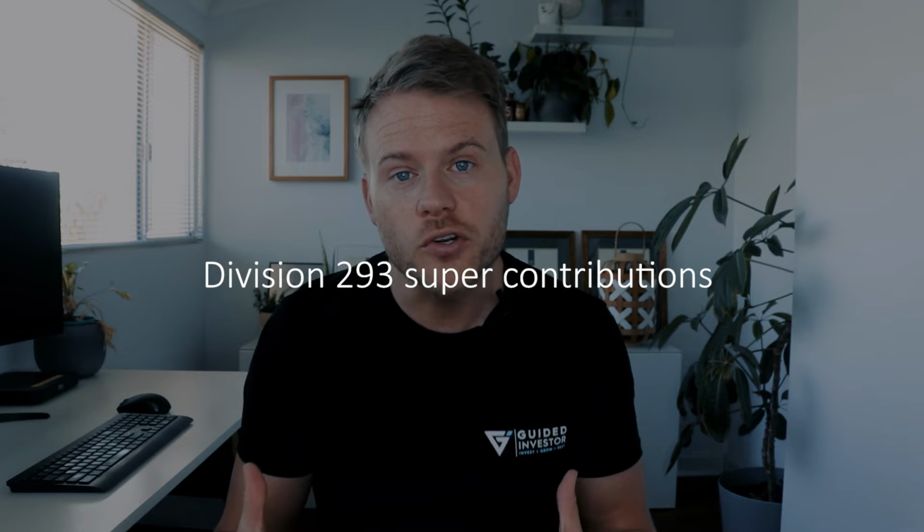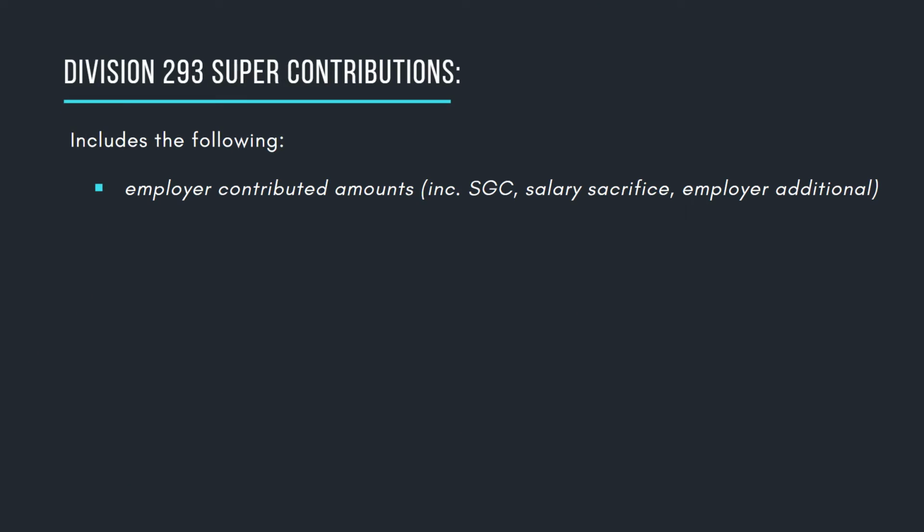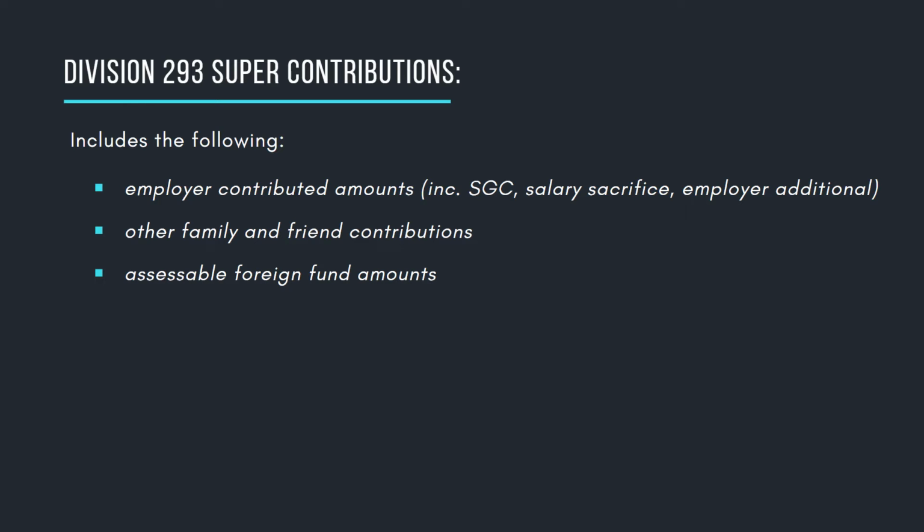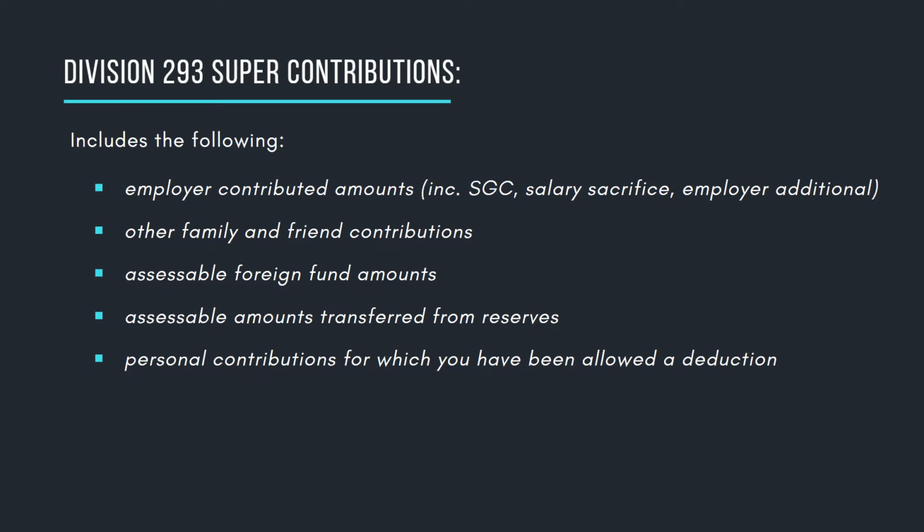The next component is your Division 293 super contributions. And this is basically any concessional contributions less any excess concessional contributions. And concessional contributions include the following. Your employer contributed amounts, so that includes any SGC, salary sacrifice, or employer additional contributions, other family and friend contributions, assessable foreign fund amounts, assessable amounts transferred from reserves, personal contributions for which you've been allowed a tax deduction, and of course defined benefit contributions.